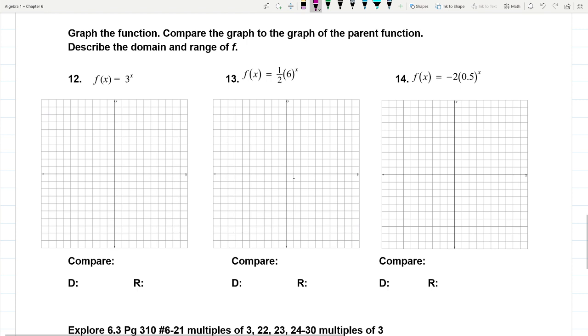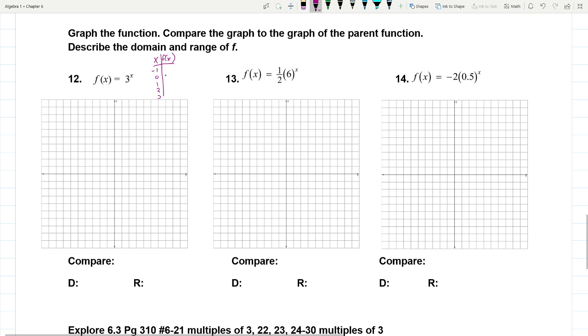All right. Numbers 12 through 14 ask us to graph the function, compare the graph to the graph of the parent function, and describe the domain and range of f. In graphing this, we're going to choose some numbers. Let's choose x, f of x, and we're going to do 0, 1, 2, 3, and negative 1.